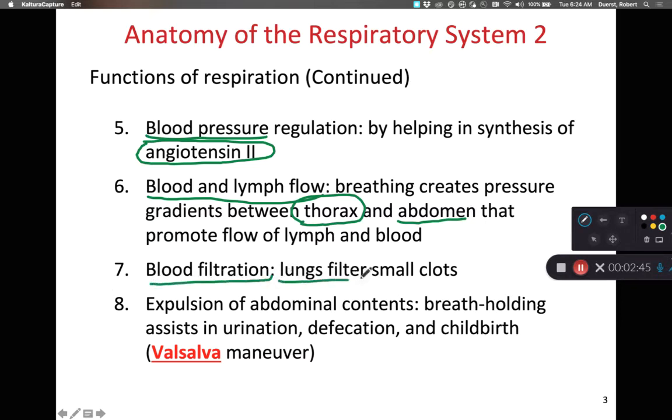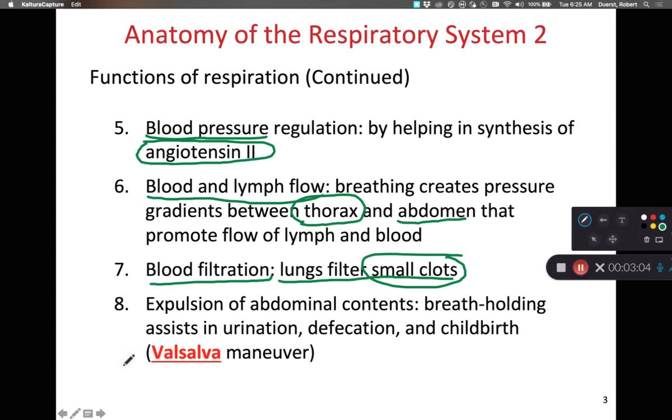We use our respiratory system for filtration. In particular, we do a lot of filtration with our lungs. Our lungs are constantly filtering out small blood clots. It's also one of the reasons why when somebody has an embolism, it's typically a pulmonary embolism, because of the circulatory nature of our respiratory system.